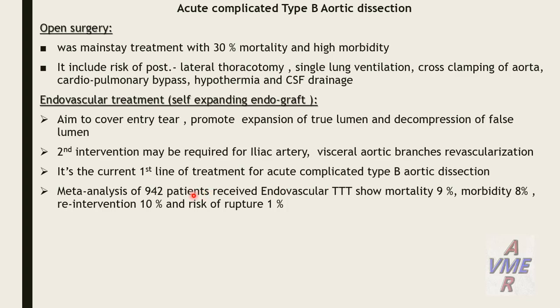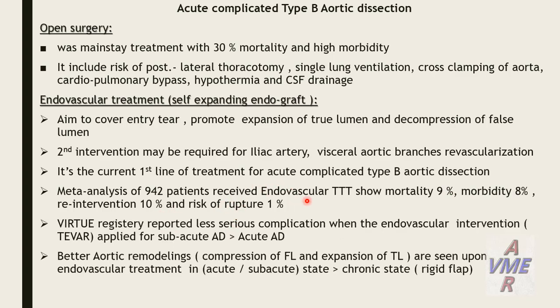A meta-analysis of 942 patients who received endovascular treatment with TEVAR showed mortality 9%, morbidity 8%, re-intervention 10%, and the risk of rupture is only 1%. The VIRTUE registry reported fewer serious complications when TEVAR is applied for subacute aortic dissection more than acute aortic dissection. We have better aortic remodeling, compression of the false lumen, and expansion of the true lumen. Endovascular treatment is better in the acute or subacute state than in the chronic state, where we have a rigid flap.